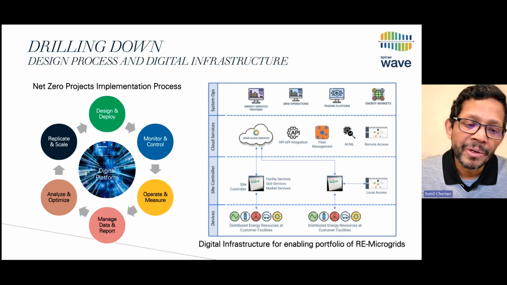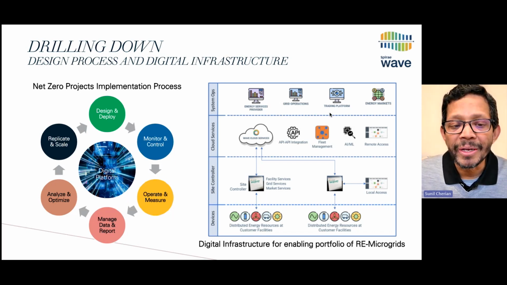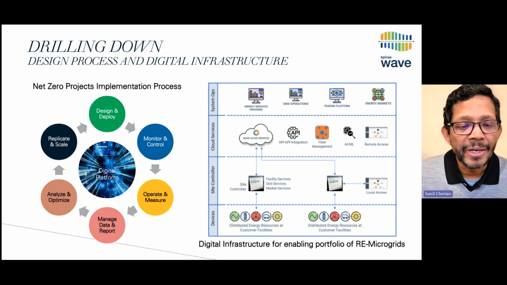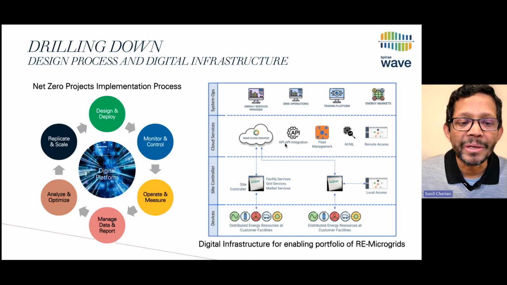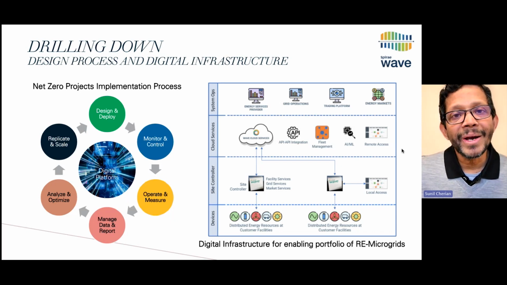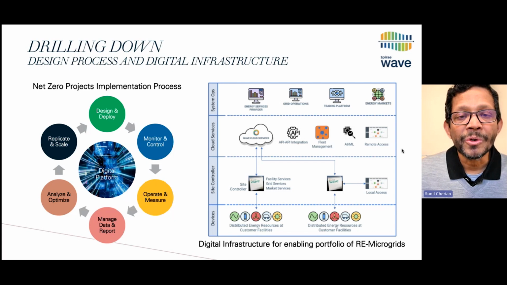The picture on the left is more about the journey that all of us are on to net zero. What it's basically pointing out is that designing and deploying systems has to happen at the proper level. If it's at a building or a campus, you're picking the location, you're picking the initial project that has to be deployed. You monitor, control that system, operate, measure what's going on, manage the data, bring it into the proper analytics tools, bring it up, again, once you're around that circle, to replicate and scale.